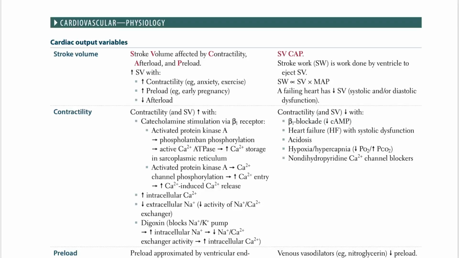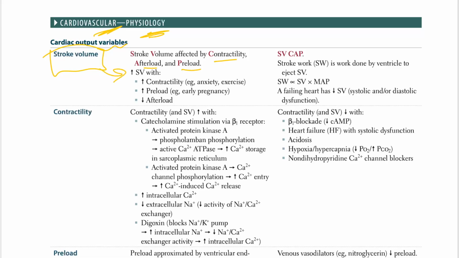All right, let's talk about cardiovascular physiology. So what do we have? We have the cardiac output variables, right? The first cardiac output variable is stroke volume. What is stroke volume? Stroke volume is affected by three things: contractility, afterload, and preload.